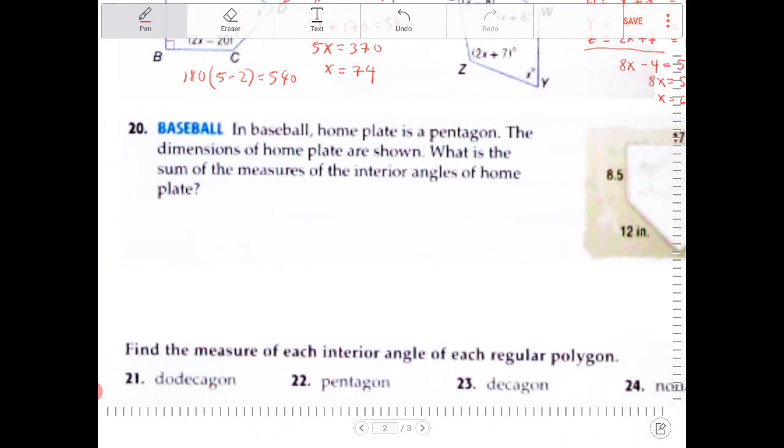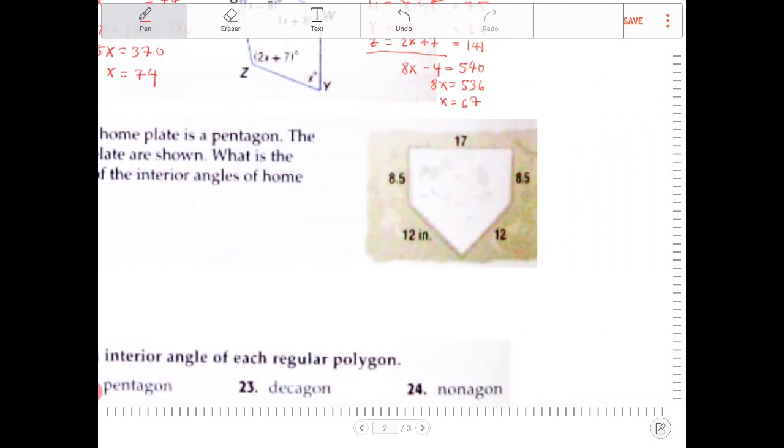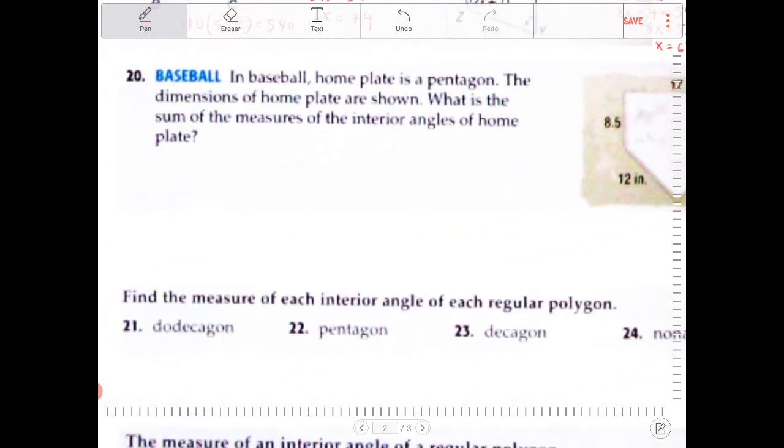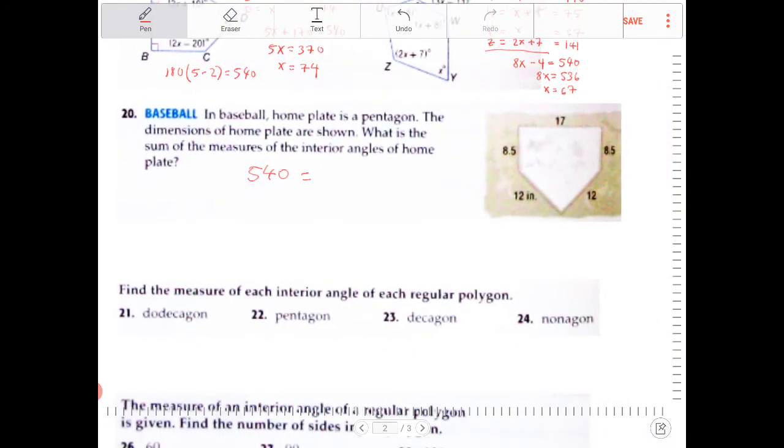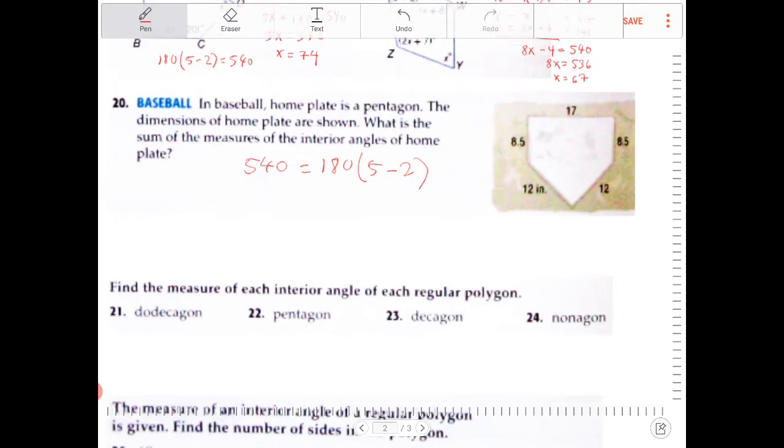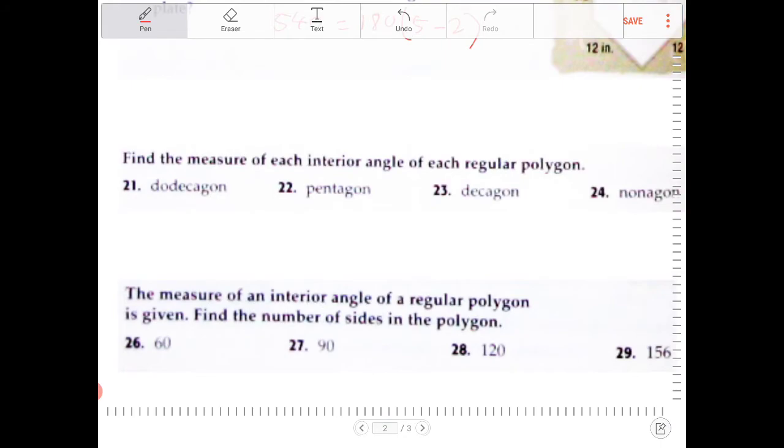Baseball. In baseball, home plate is a pentagon. The dimensions of home plate are shown. What is the sum of the measures of the interior angles of home plate? Well, that's just 540, and we figured that out maybe 3-4 times in this assignment already, because it's 180 times 5 minus 2. The side lengths are unnecessary in this problem to throw you off. You don't need to know the side lengths.